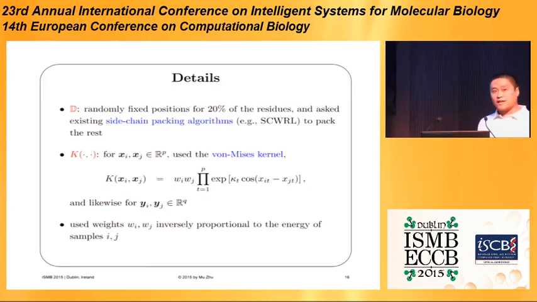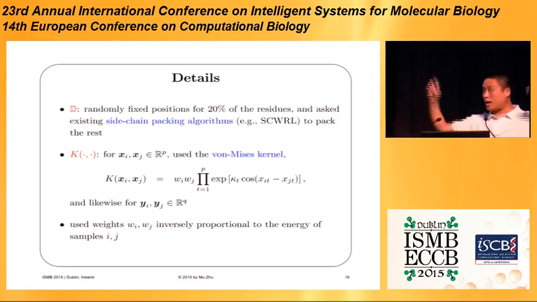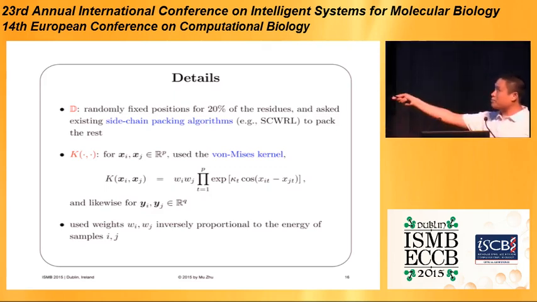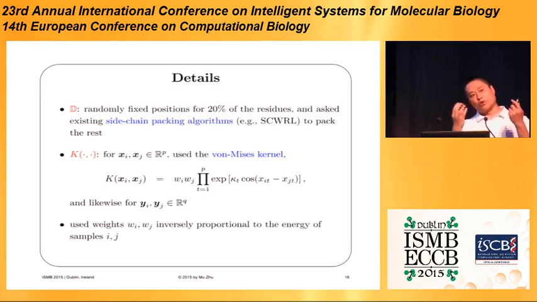And the kernel function is a von Mises kernel, which has a cosine which takes care of this kind of wrapping around. It's also inversely weighted by the energy of the structure, so that more stable structures contribute more information into our procedure.